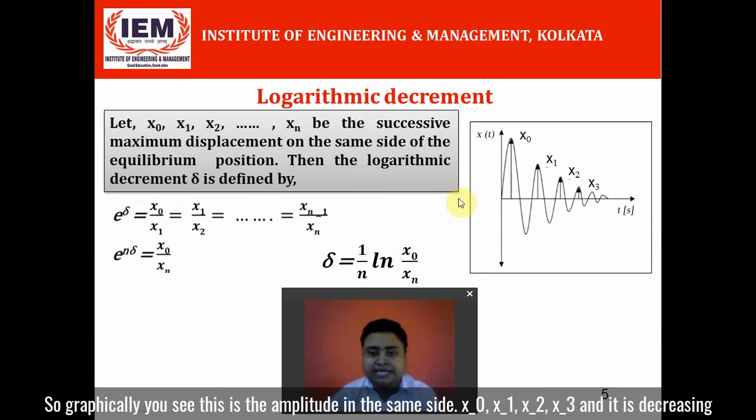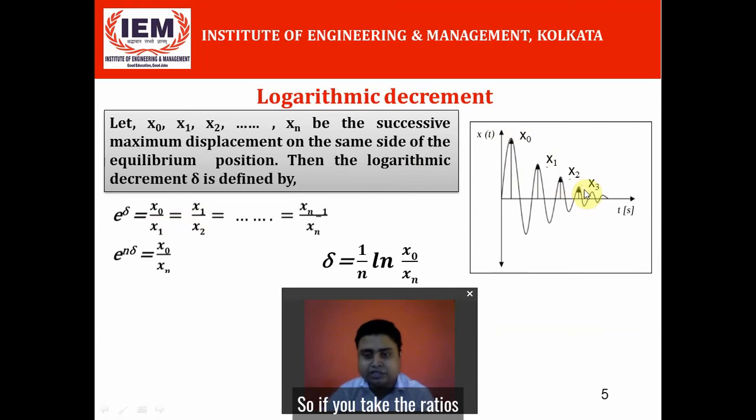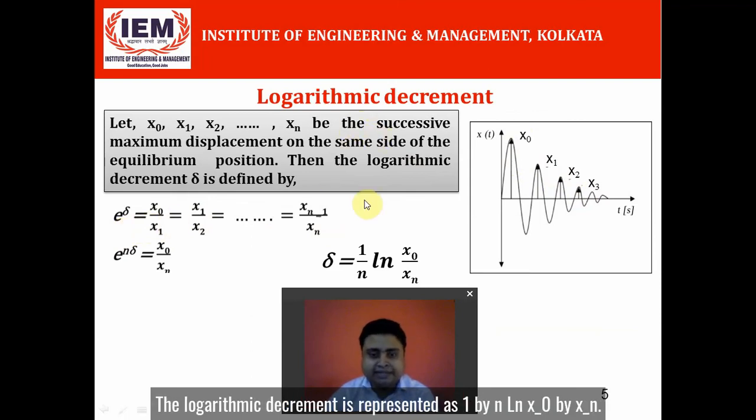Graphically you see these are the amplitudes on the same side, x0, x1, x2, x3, decreasing. The logarithmic decrement is actually the ratio between x0 and x1, x1 and x2, x2 and x3. If you take the ratios and represent it as e to the power delta, you get the logarithmic decrement. So your logarithmic decrement is represented as 1 by n ln x0 by xn.